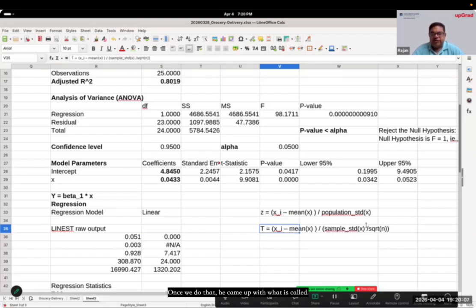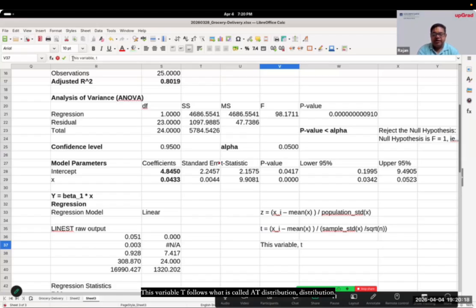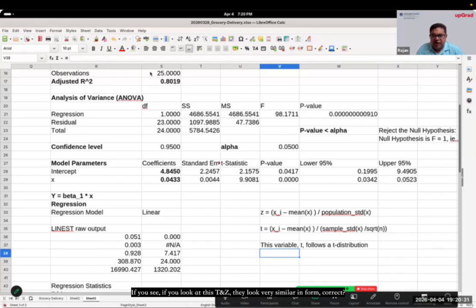We are going to see that this variable T follows what is called a T distribution. There is another very powerful approach to identifying the variables that would go into the model. We'll get to that next in the next part of today's session.